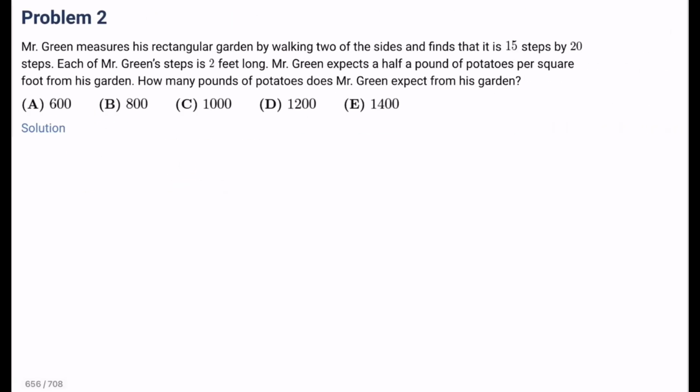Number 2. Mr. Green measures his rectangular garden by walking two of the sides and finds that it is 15 steps by 20 steps. Each of Mr. Green's steps is 2 feet long. Mr. Green expects half a pound of potatoes per square foot from his garden. How many pounds of potatoes does Mr. Green expect from his garden?